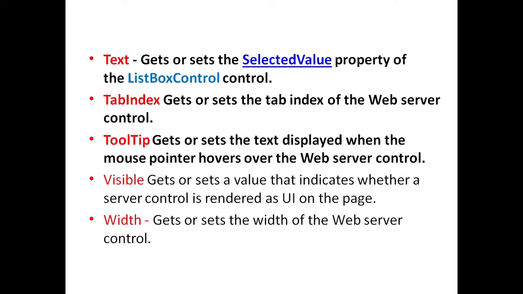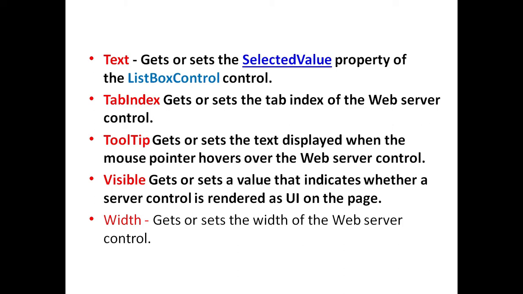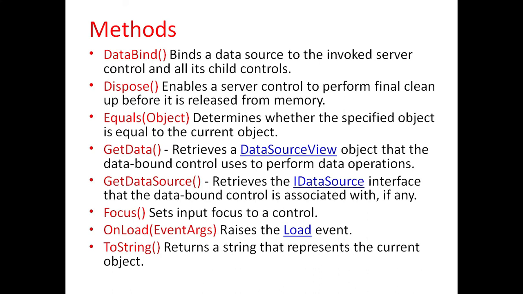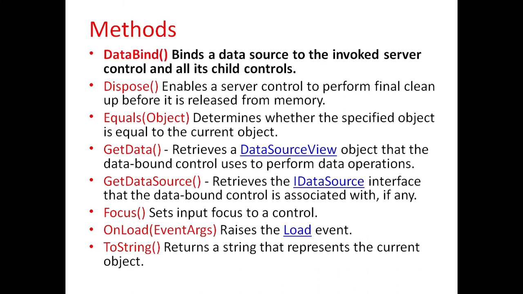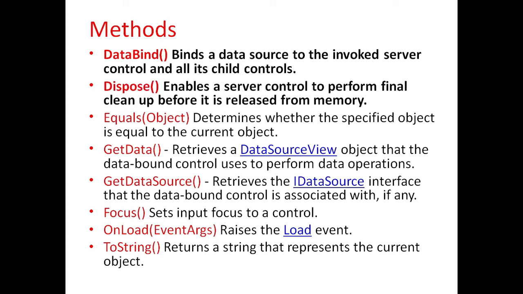Visible property is used to get or set a value that indicates whether a server control is rendered as UI on the page. And Width property is used to get or set the width of the web server control. Different methods for ListBox controls are DataBind, which binds a data source to the invoked server control and all its child controls. Dispose method enables a server control to perform final cleanup before it is released from memory.